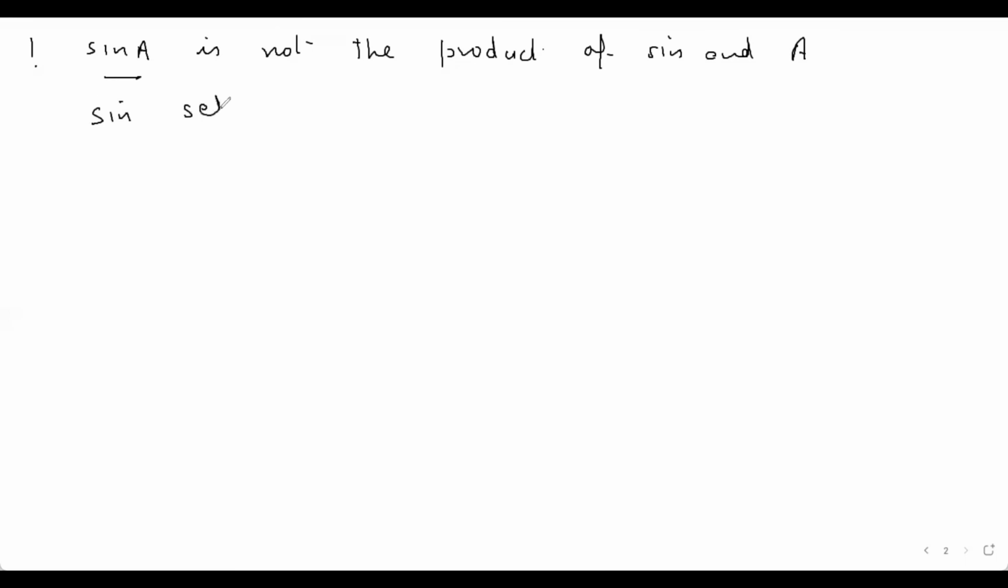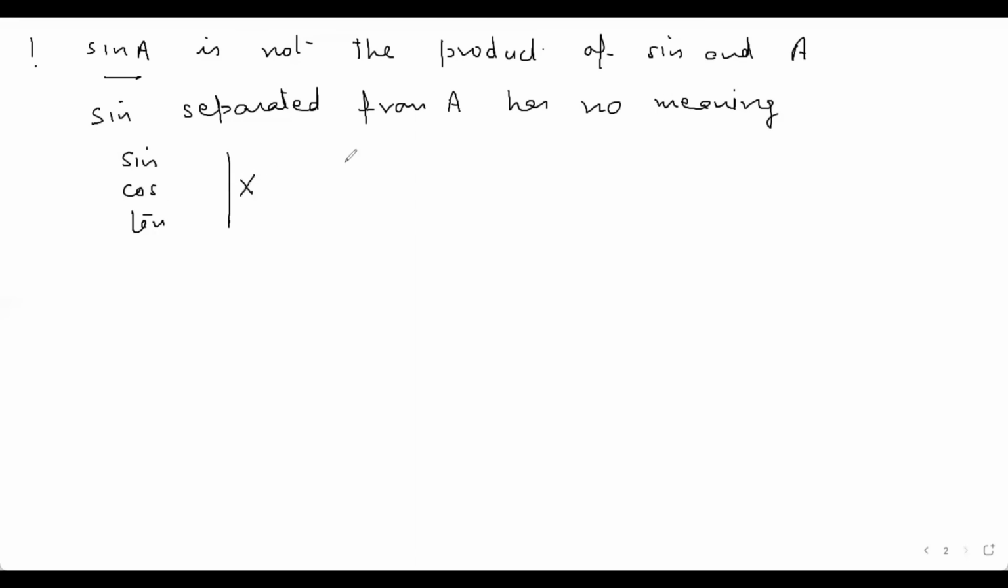Please note down certain points. Sin A is not the product of sin and A. Similarly, cos A is not the product of cos and A. Tan A is not the product of tan and A. We cannot separate sin from A. Sin separated from A has no meaning. Try to understand, we can never write only the word sin, only cos, or only tan. This is the wrong way of writing. We have to write sin A, cos A, tan A.